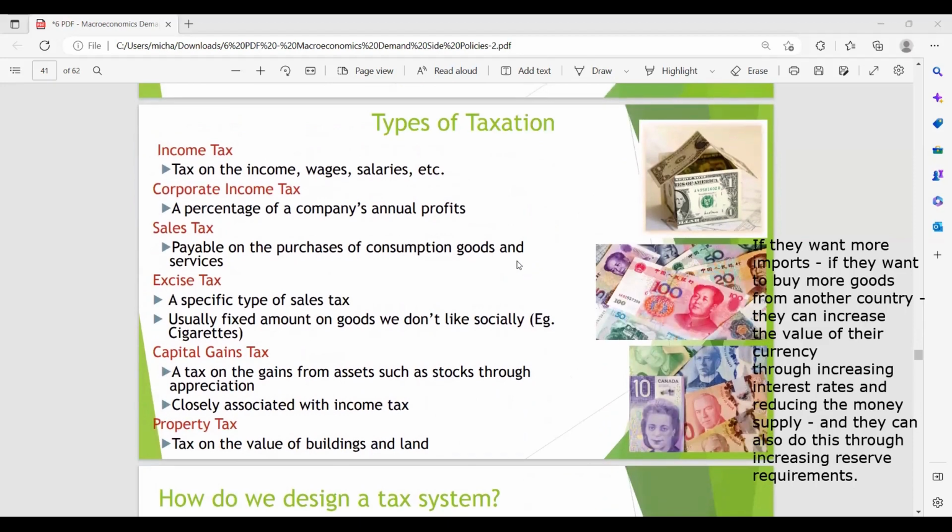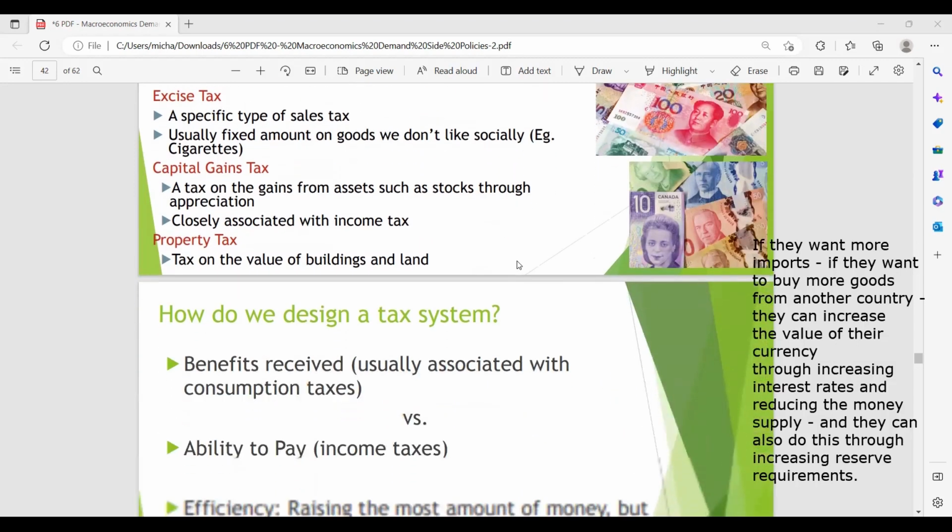So taxation, there's income tax. That's tax on income, wages, salaries, etc. Corporate income tax, a percentage of a company's annual profits. Sales tax, payable on the purchase of consumption goods and services. Excise tax, taxes on products that we don't like socially, like cigarettes. Capital gains tax, tax on the gains from stocks or other assets. Property tax is tax on the value of buildings and land.